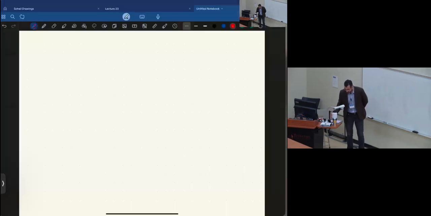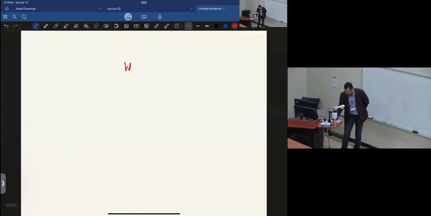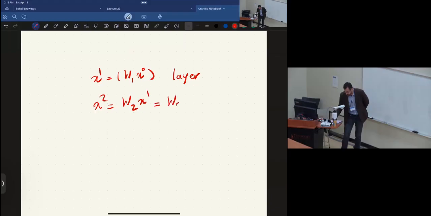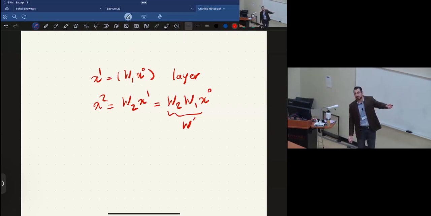Yeah, MLP is not linear, so that's my point. So here, if I have W1 X as my layer 1, this is my input, and I call this X1. Then I call X2 to be W2 X1. I can write it as W2 W1 X0, and I can call this simply W prime X0. So having 2 layers is the same as having 1 layer if there is no nonlinearity.